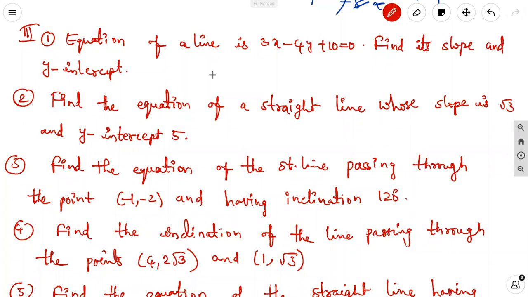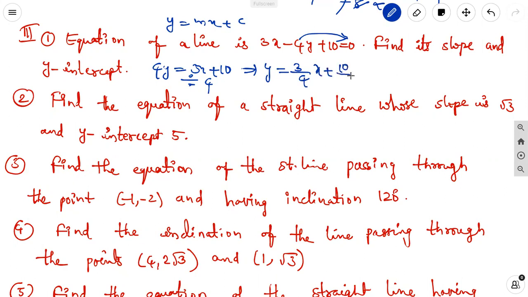Third bit, equation of the line is 3x minus 4y plus 10 equal to 0. Find its slope and y-intercept. The slope and y-intercept form is generally y equal to mx plus c. So here we can take this minus 4y to the right side. Then it becomes 4y equal to 3x plus 10. The equation is divided by 4. So y equal to 3 by 4 x plus 10 by 4. 2 2s are 4, 2 5s are 10. It is equal to 3 by 4 x plus 5 by 2.